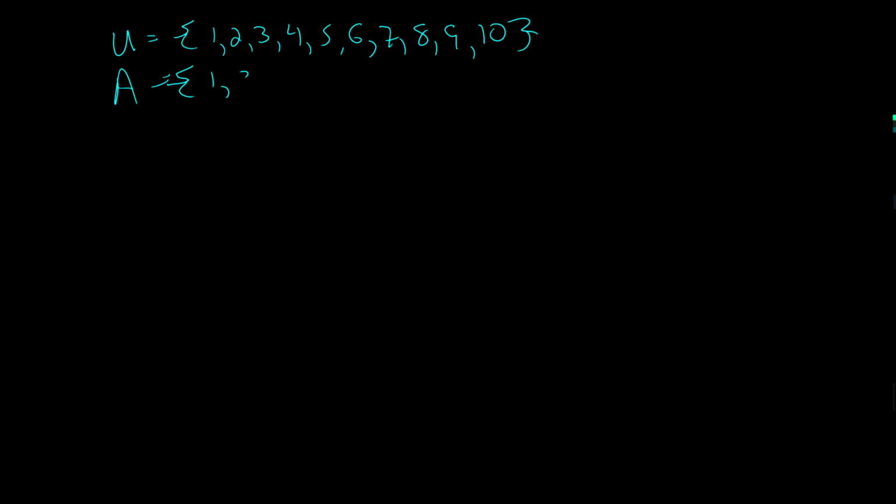Let me get a universe here for you. So I'm going to have a universe of the natural numbers from 1 to 10, inclusive. And what am I going to put in set A? I'm going to put in 1, 3, 7, and 9. And B is going to be 3, 7, 8, and 10.